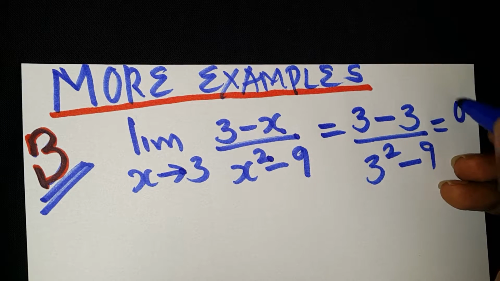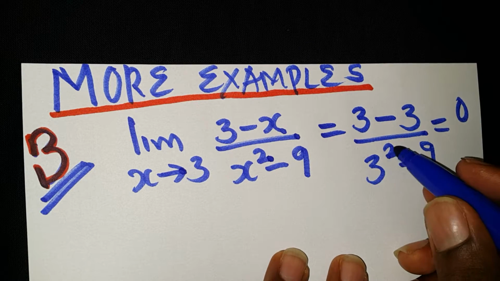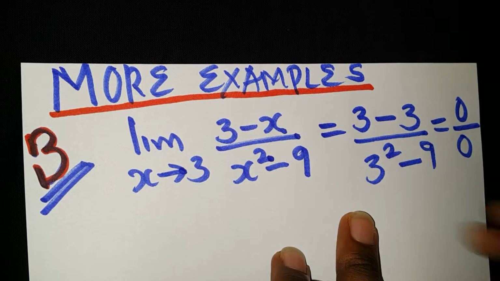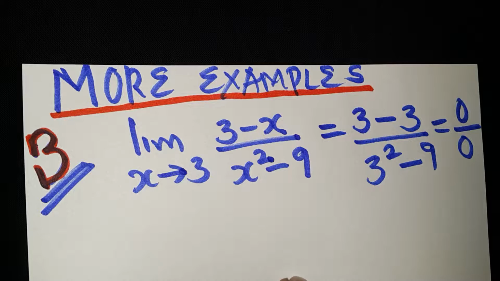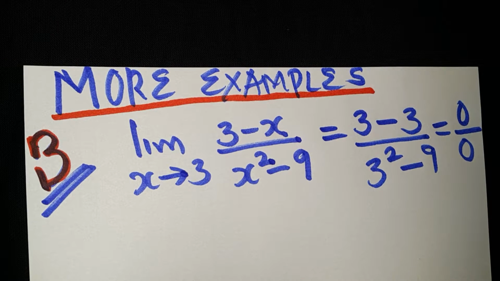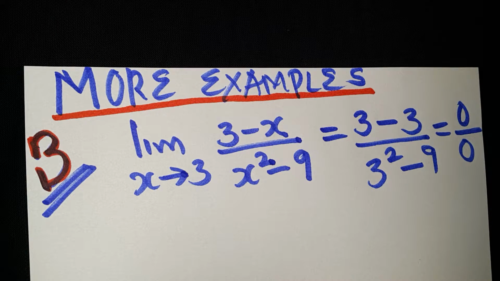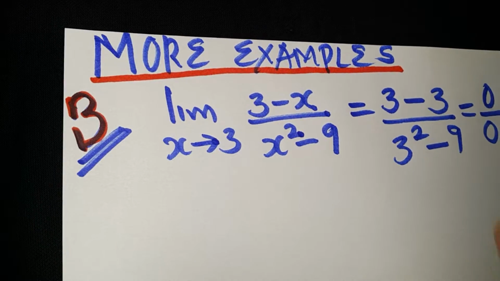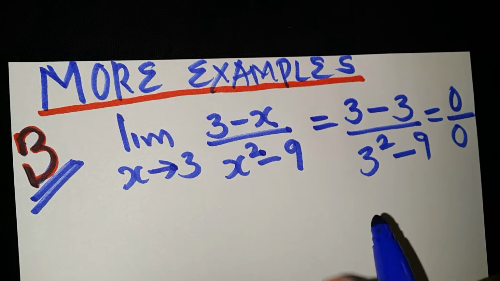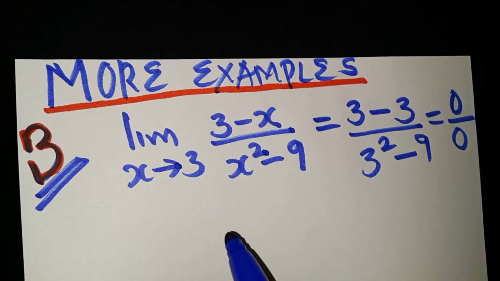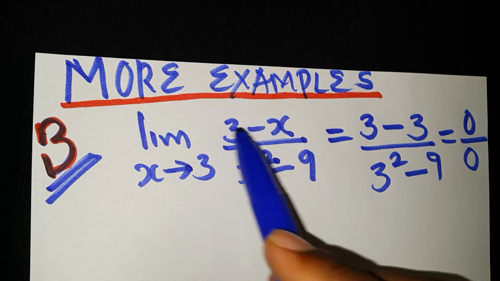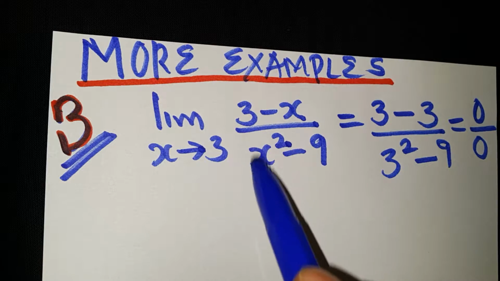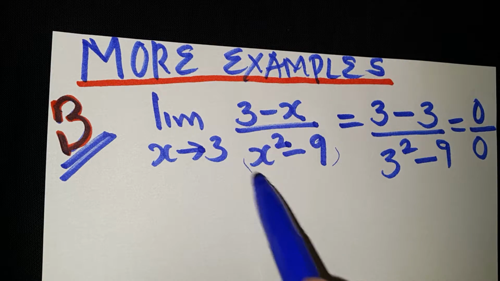3 minus 3 is 0, and 3 squared is 9, and 9 minus 9 is 0. So we can see that our answer is still an indeterminate form. Now we can't leave it like this. We have to look for where x is having power. In the numerator, x is not having any power, but in the denominator, x is having power. So we have to expand this function here.